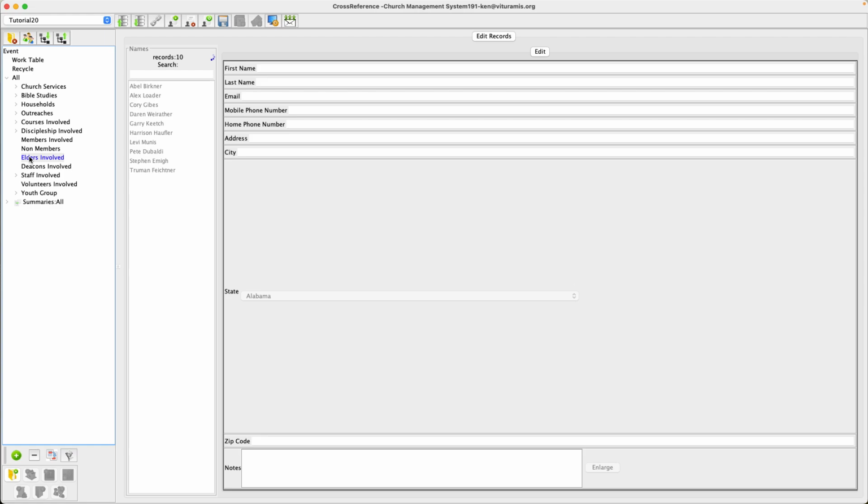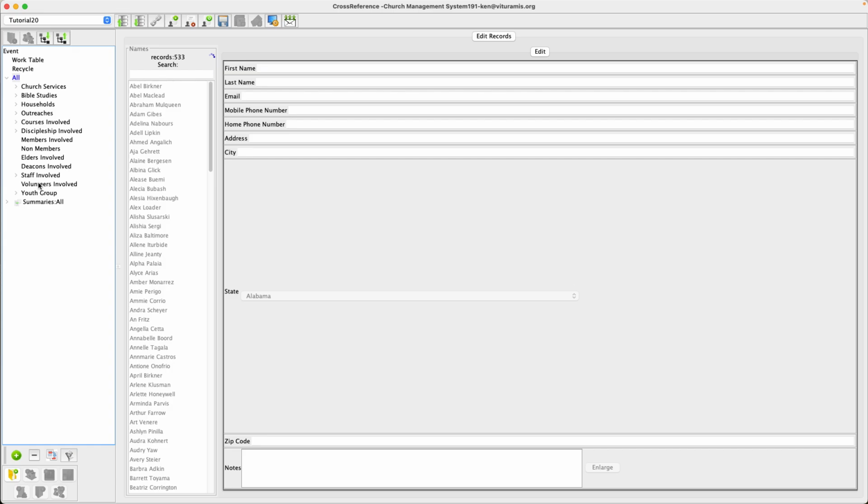non-members. We have elders and deacons, and within staff, we divide it between general staff, pastoral staff, and the head pastor. Of course, pastoral staff are amongst all staff. And then we can actually show you as well how to differentiate between those who are pastoral staff and those who are other kinds of staff. We have volunteers group, and volunteers, you can subdivide that however you wish.